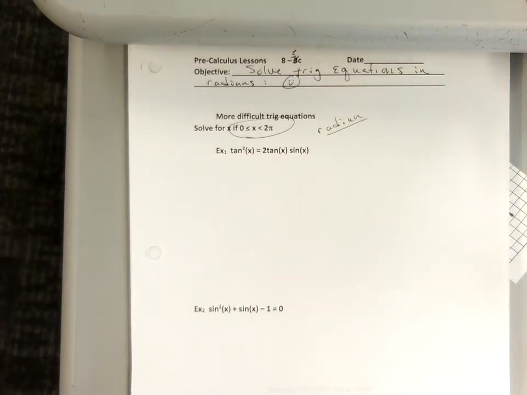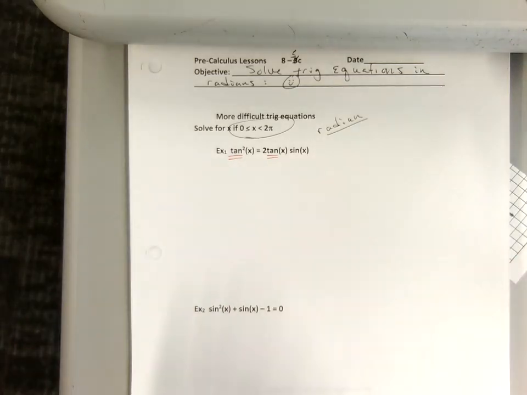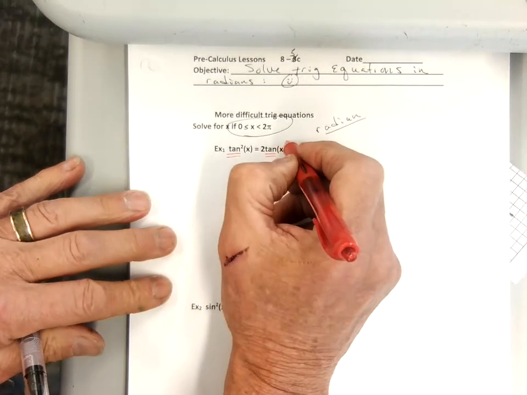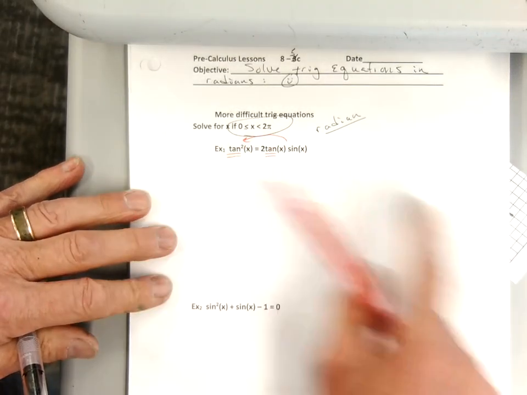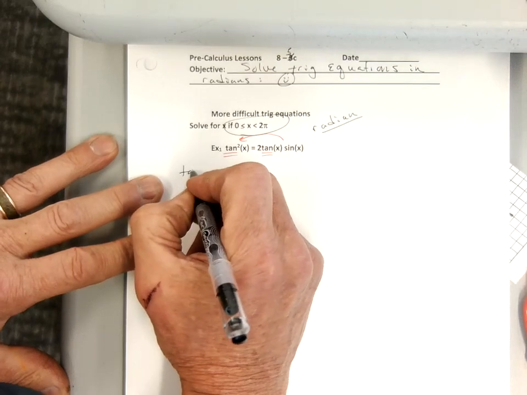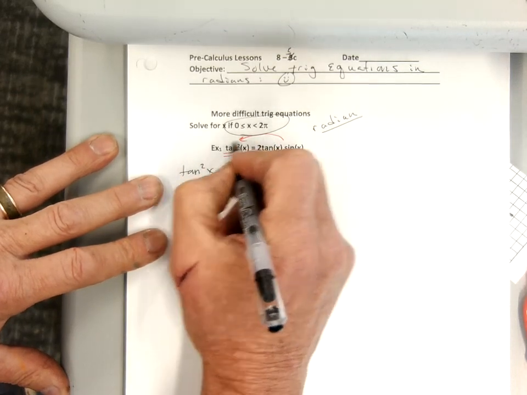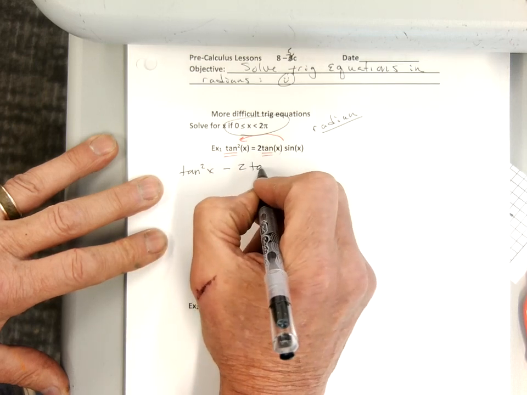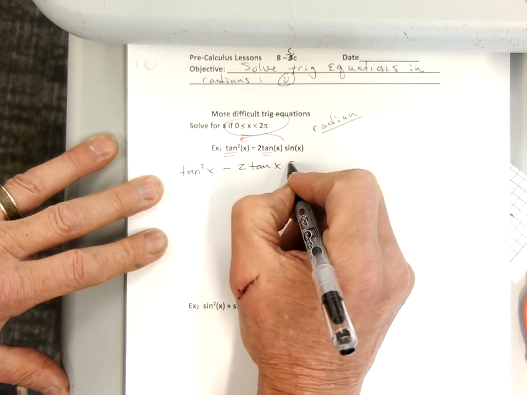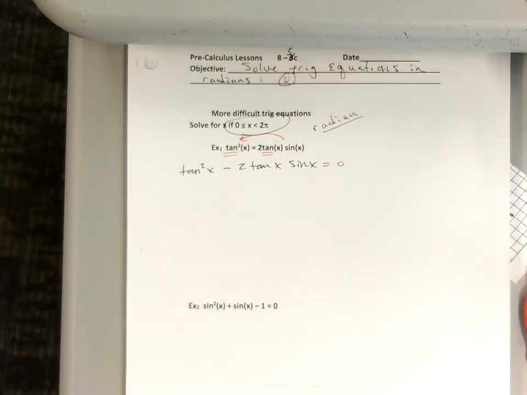So when I take a look at example one, I see tangents and tangents. So I'm thinking I probably want to maybe common factor. So I'm going to bring this entire expression to the other side. Just subtract it over, bring it over. So let me rewrite. Number one is tangent squared of x minus, because I'm going to bring it over and subtract it, 2 tangent of x sine of x equals 0. Okay? Just brought it over.